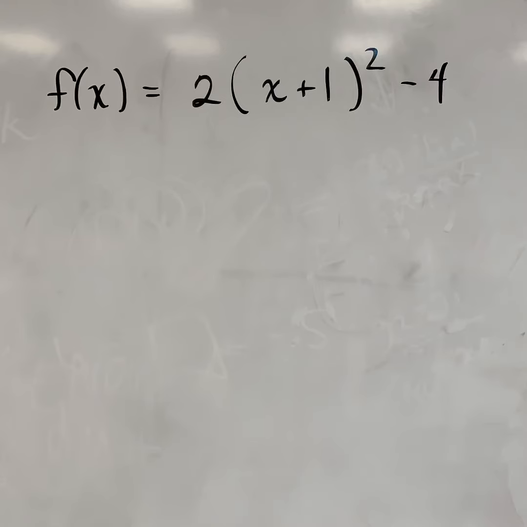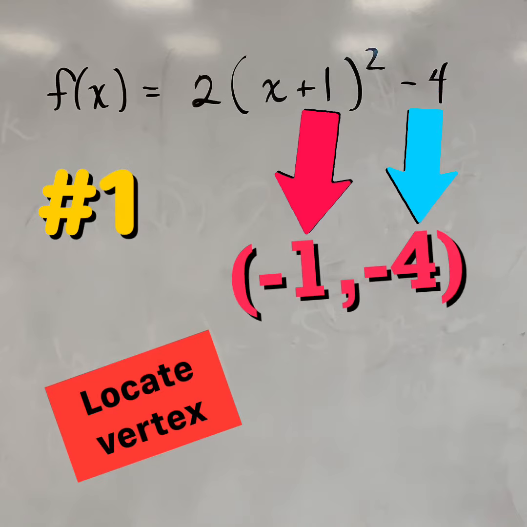So let's look at our first function. We have 2 times (x + 1) raised to the second power minus 4. So this is number 1. We locate the vertex: (-1, -4).